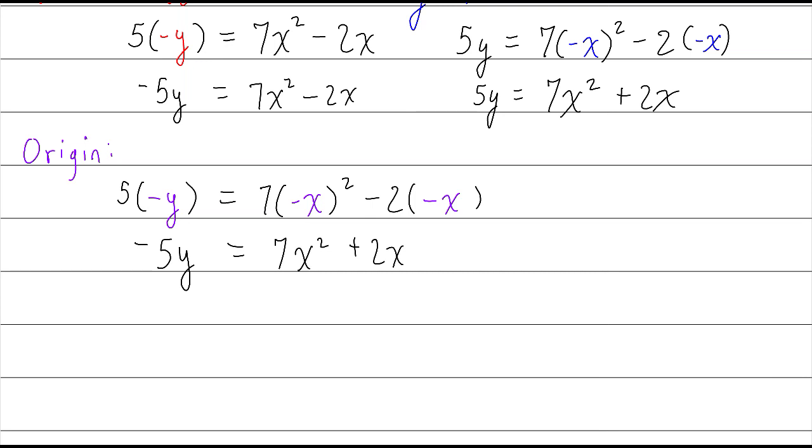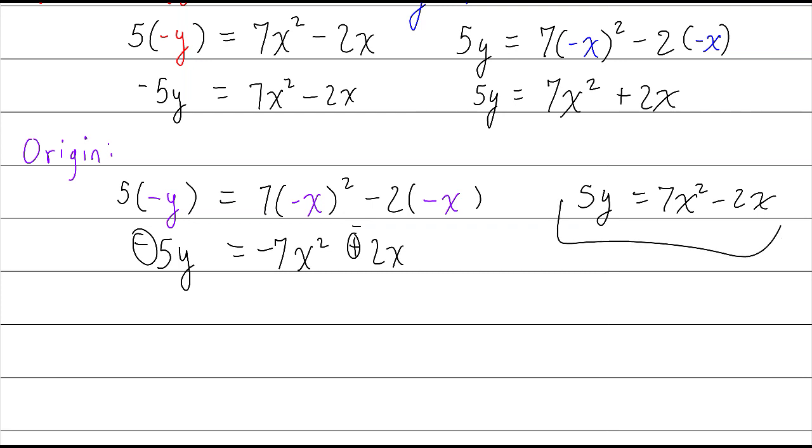Okay, so negative 5y equals 7x squared plus 2x. Well, how does that compare to the original? Right, the original here. It's not the same. If I try to go and make this a positive, then that makes this a negative and this turns into a negative as well, which is still not the same thing. So I can't actually make this equation look like that equation. So turns out this one has no symmetry at all. No symmetry with respect to the y-axis, the x-axis, or even the origin.